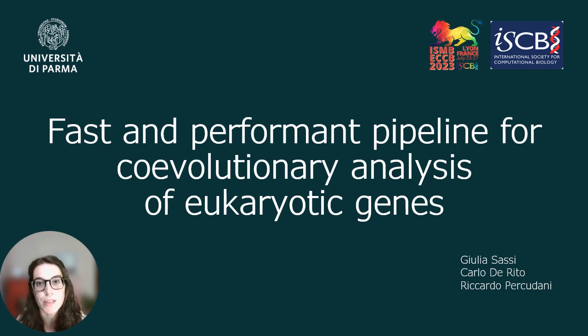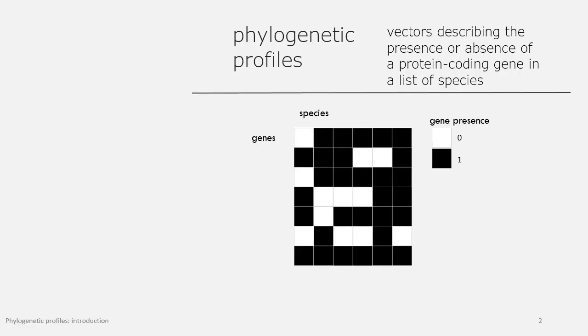I'm here to present a pipeline for the coevolutionary analysis of eukaryotic genes. Before going into the pipeline and its rationale, I will give a brief introduction to phylogenetic profiling, the comparative approach we use for coevolutionary gene analysis. A phylogenetic profile is a vector that describes the presence or absence of the same protein coding gene in a list of species.